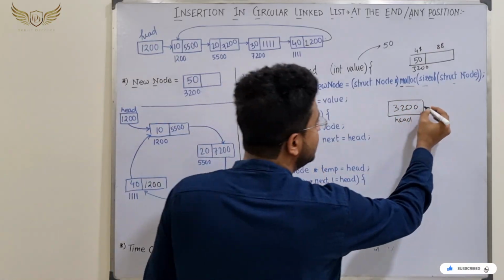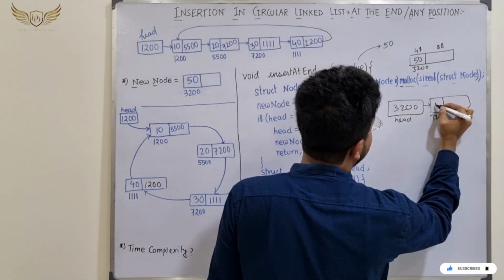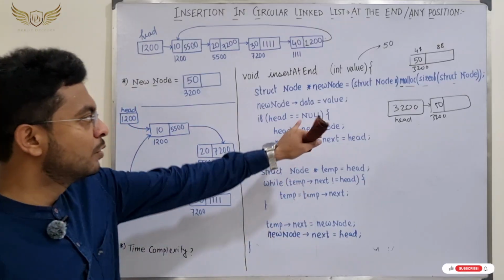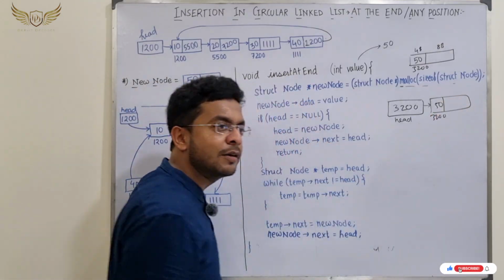So whenever you make this, it should look like this. It is 3200 and 50, right? This is how it looks. Now new node arrow next, because it is a circular linked list.